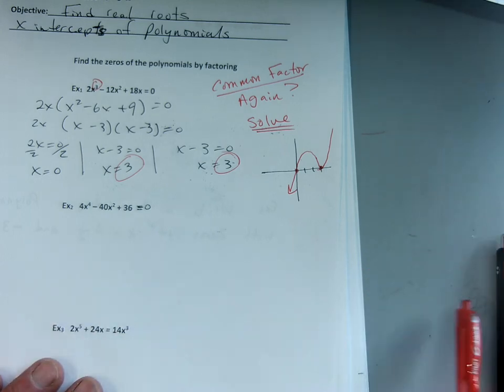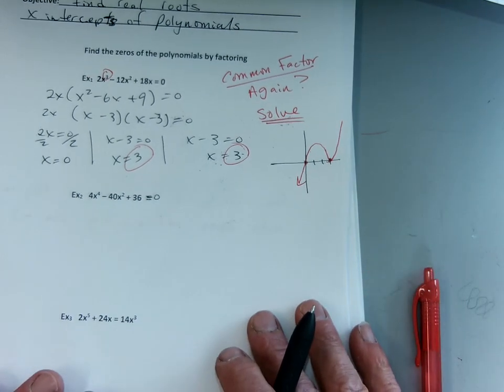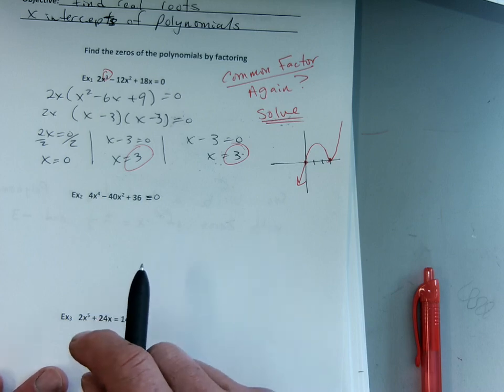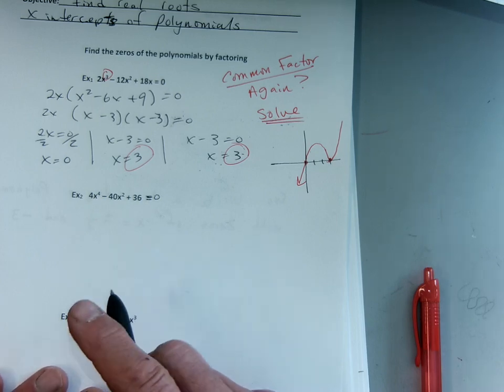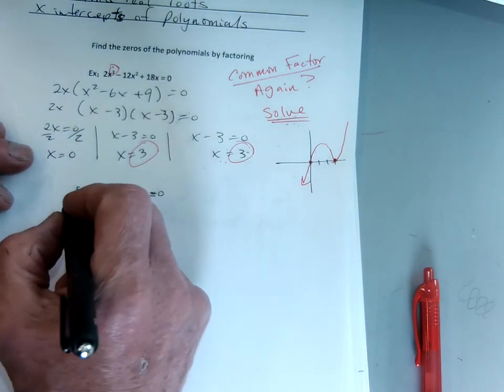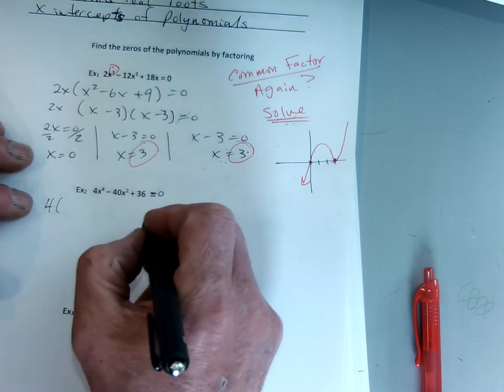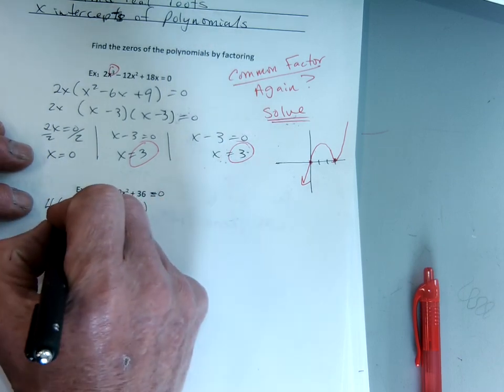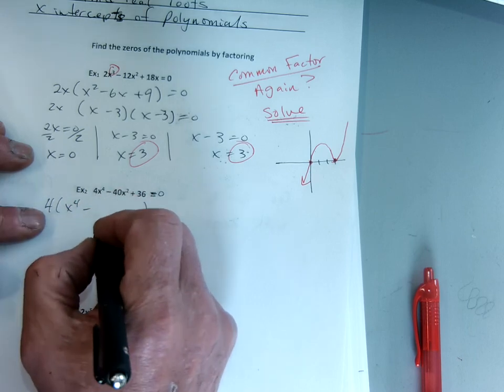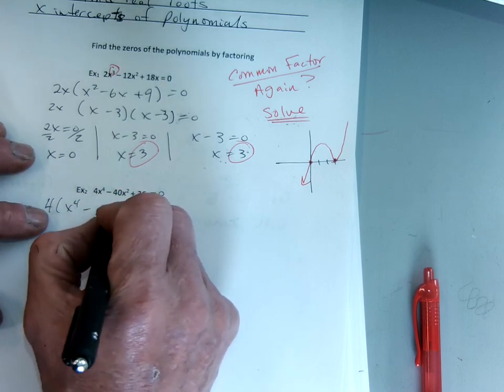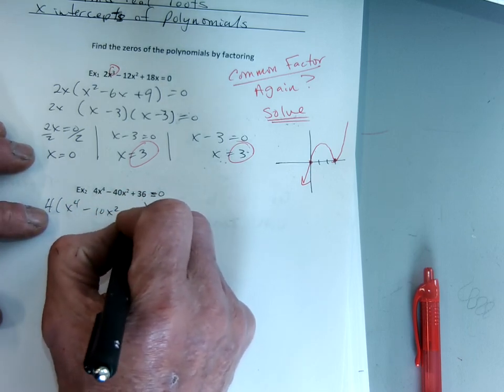All right. Okay, how about example 2? What do you think? Good, let's do it. Let's make it easier. Let's take out a 4. I'd have x to the 4th minus 10x squared plus 9 equals 0. Good.